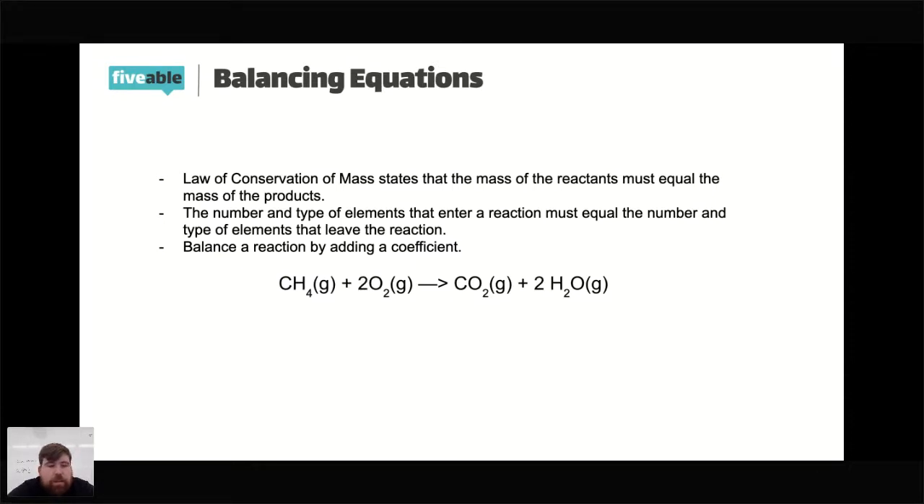All I have to do is add a 2 in front of the O2 to get the correct number of oxygens on both the left and right-hand side. So this would be an example of a balanced chemical equation. The number of carbons is equal on both the left and right-hand side. The number of hydrogens is equal, and the number of oxygens.